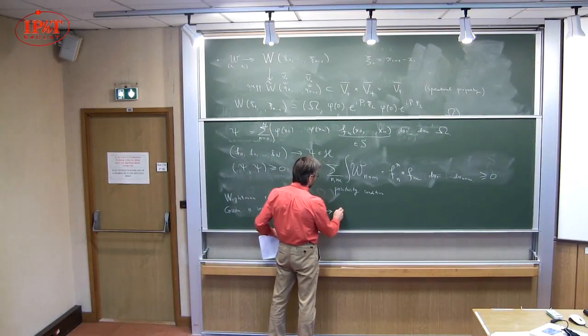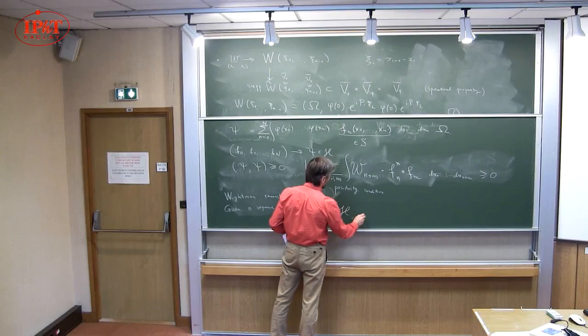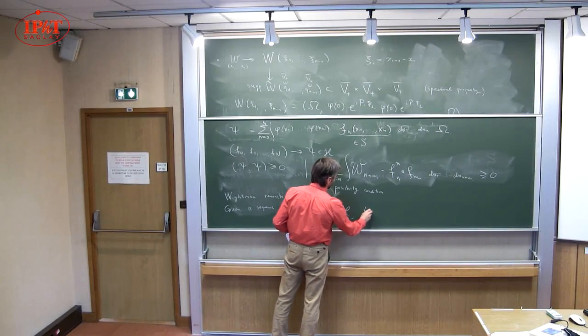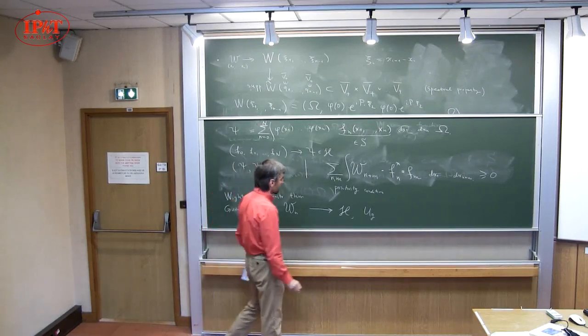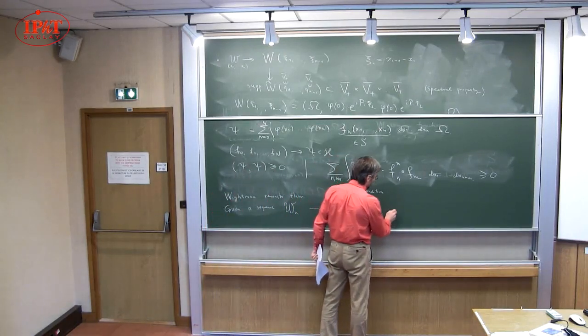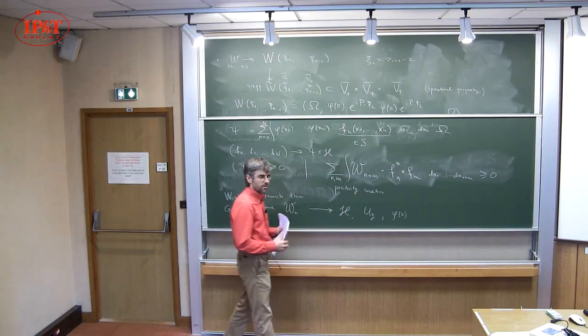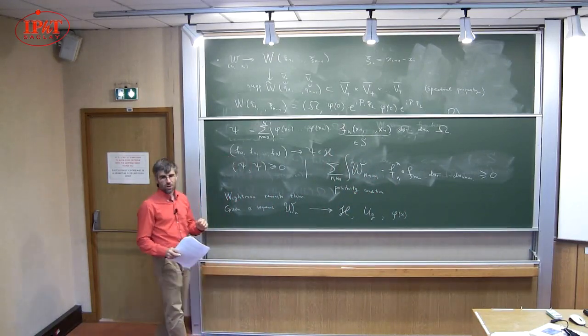So I can construct the Hilbert space, I can construct the unitary representation of Poincaré acting on this Hilbert space, and I can construct my operator-valued distributions phi of x, which would give rise to these Wightman functions.